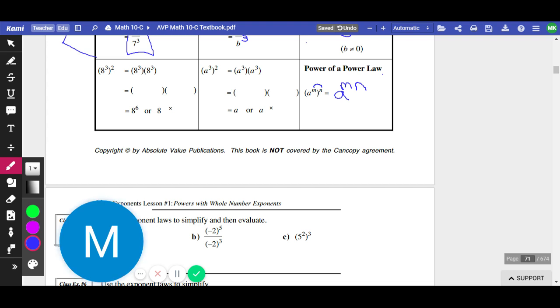If you look at these two, so this one's with numbers, this would be 8 to the 3 to the 2. The 2 multiplies with the 3, it becomes 8 to the 6. Now, if they just type this into Google, wouldn't it just do it for them? Yes, but not with letters. So if they had a to the power of 3 to the power of 2, that won't work in your calculator. That is a to the 3 times 2.